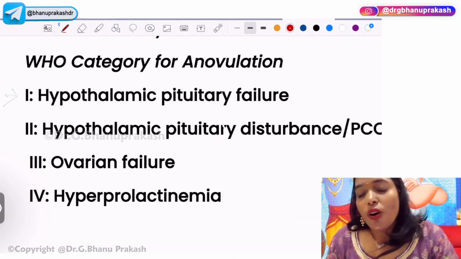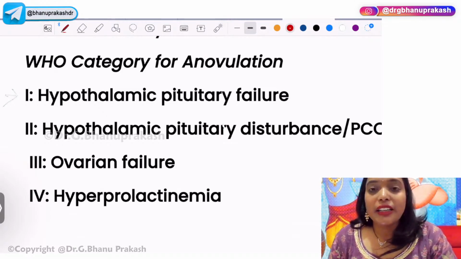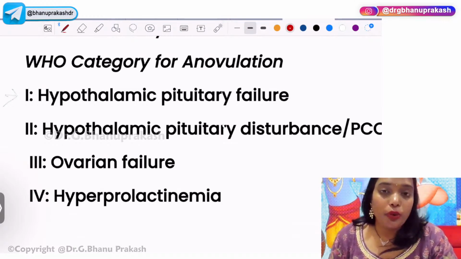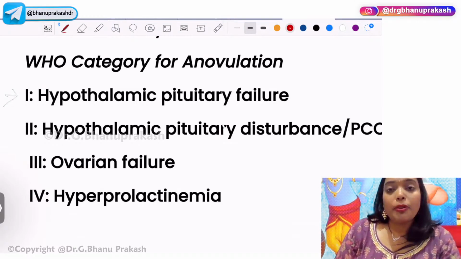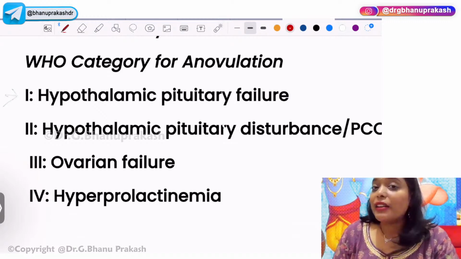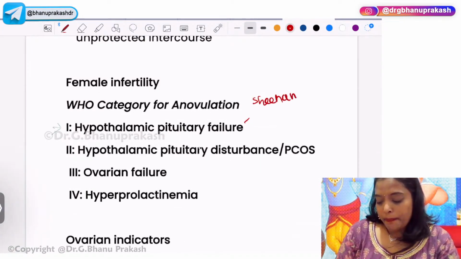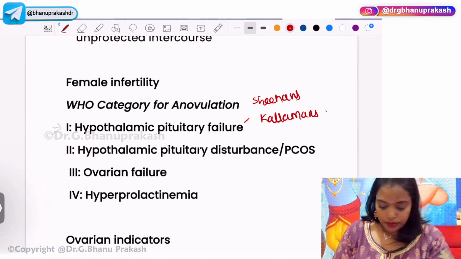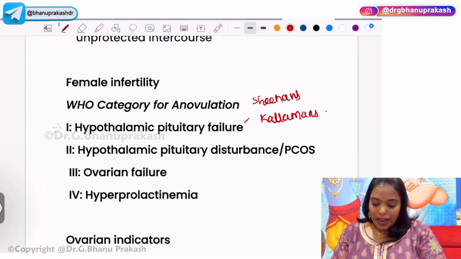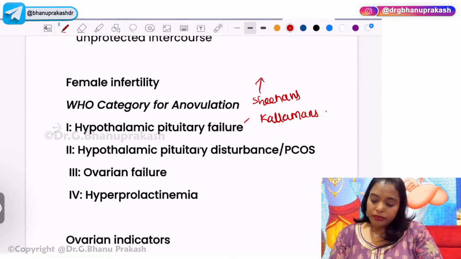WHO has categorized all the factors for anovulatory infertility into mainly 4. Class 1 is hypothalamo-pituitary failure, like Sheehan's or Kallman's. What will be the management for Sheehan's or Kallman's? Pulsatile GnRH.